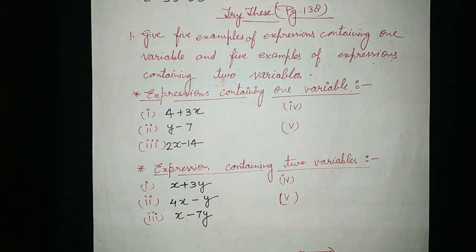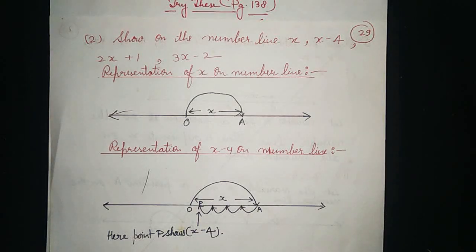Okay. Now see the second example, 4x minus y. In this example also you can see 2 variables, x and y. And the third example is x minus 7y. In these examples also 2 variables are there, x and y. And 2 more examples you will give by yourself. Now I will start Try these.